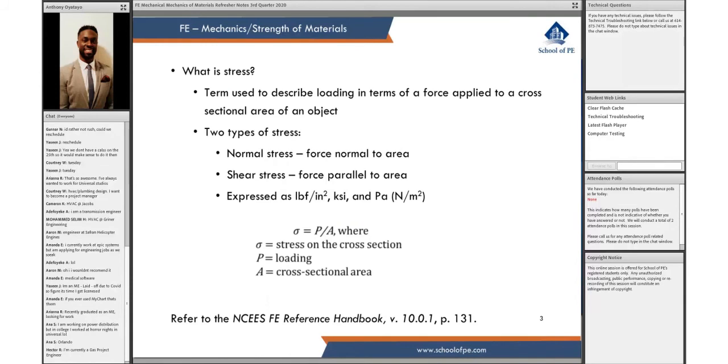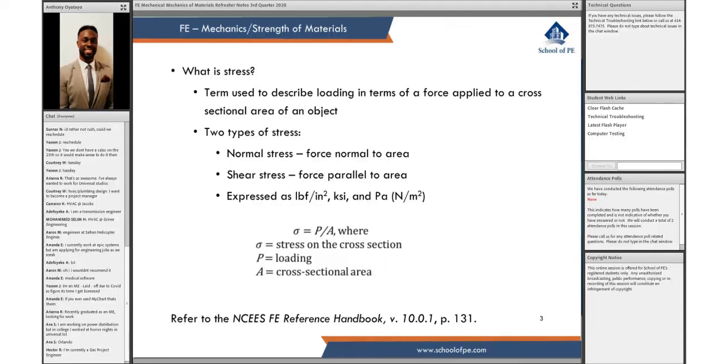For loads, once they are applied to a member at a particular area, we have what we call stress. As I've already described, stress just refers to a force or a load that's applied to a cross-sectional area. Now we have various types. Here we have normal stress and shear stress. With normal, the force is normal to the particular area, and shear is parallel.